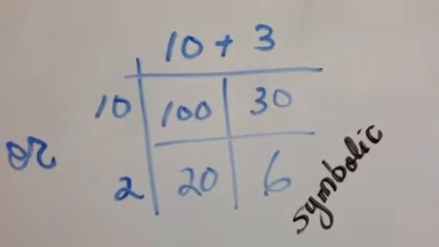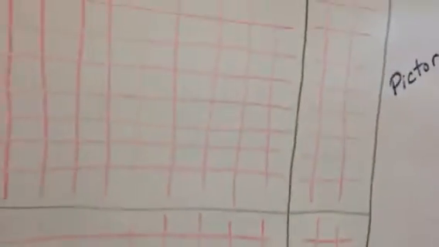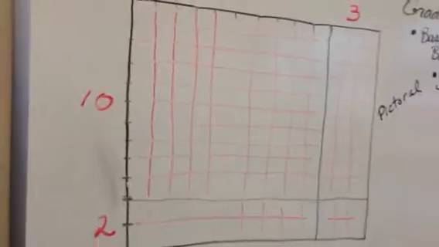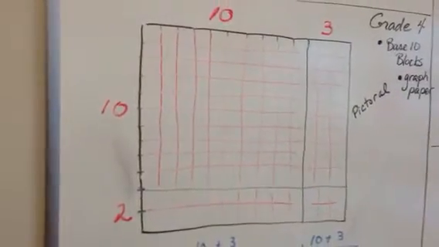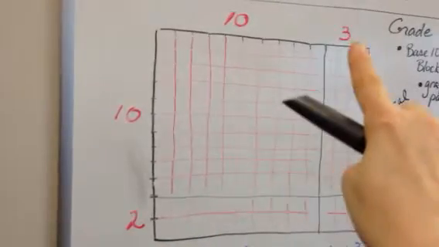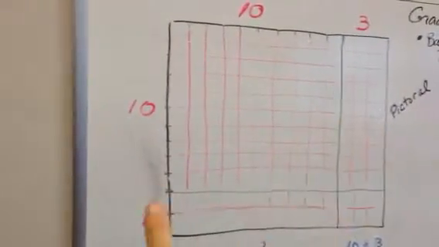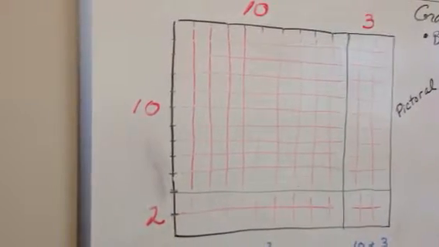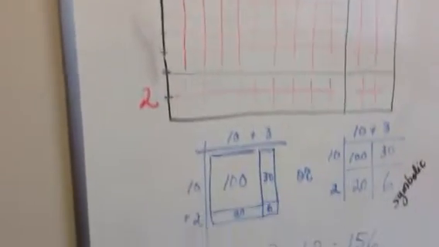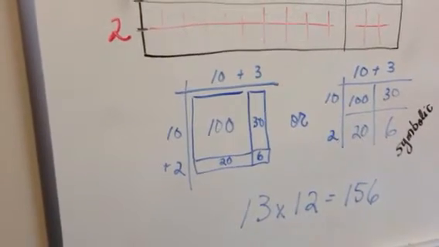I call this a symbolic representation. And you can see that it maps very nicely onto the grid representation, which also depicts the distributive property. The 10 distributes down through the 12. The 3 distributes down through the 12, and likewise horizontally. Okay, so we then get our product, which is 13 times 12 is 156.